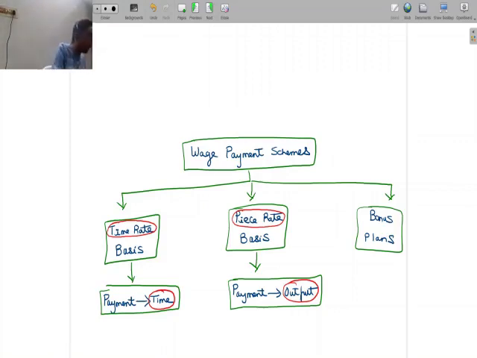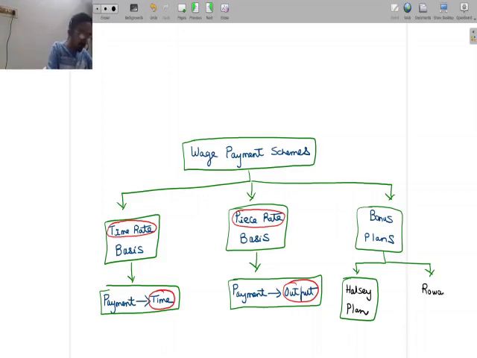Then we look at bonus here. So basically, bonus is incentivizing for increasing productivity without sacrificing quality, obviously. So when you look at bonus here, we are going to be categorizing bonus into two. We'll basically look at two plans. One is called Halsey's bonus plan, and the other is called Rowan's bonus plan. These are two people, and they have given their ideas regarding how bonus has to be structured. So Halsey's plan and Rowan's plan, we will be looking at these two.